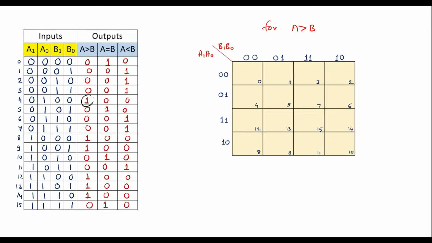So here the output is high, the corresponding minterm value is 4. So in cell number 4, we have to write 1. Here the output is high, that is 8 and 9. In 8 and 9, write 1. And we have 12, 13, 14. That is 12, 13 and 14, write 1. In all other cells, the value is 0. Write 0 in all other cells.